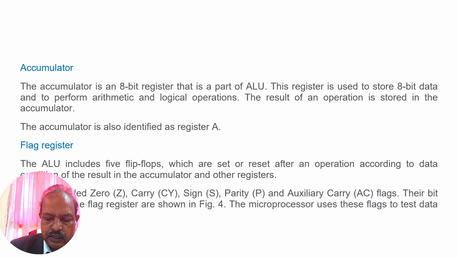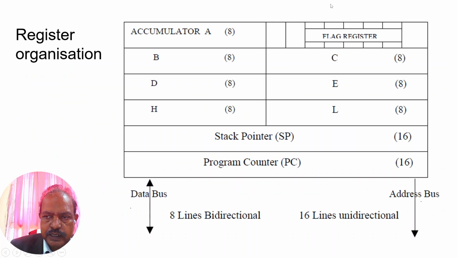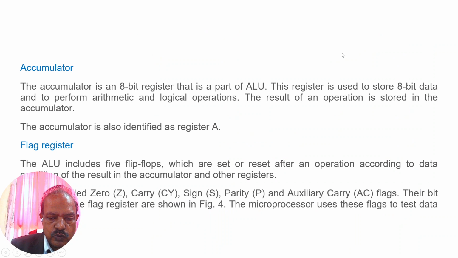You get it now? In the central part, you are seeing 5 flags: 1, 2, 3, 4, 5. You see, this is the flag register. They only give the status of the result. That's why I call it the flag register. The microprocessor uses these flags to test data conditions.